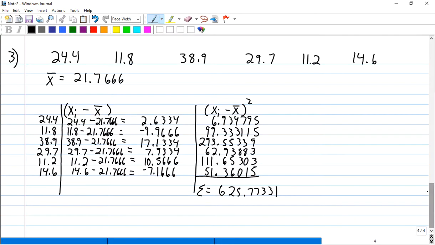Because now I'm going to plug this into the variance formula. Remember, that's s squared equals the sum of all of your (x sub i minus x bar) squared terms, divided by n minus 1. So there were 6 data items, so 6 minus 1 is 5.